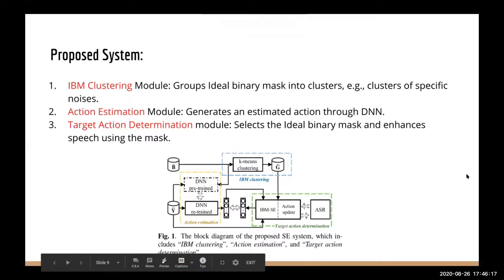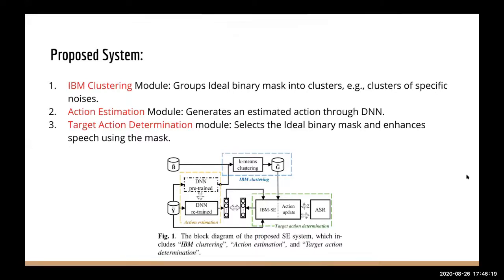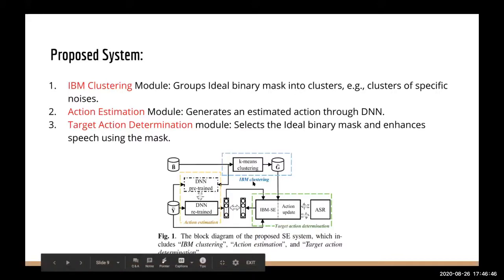Okay, great. Yes, so the proposed system in the paper, there are 3 modules. IBM clustering module groups IBMs, as Prana mentioned before, ideal binary mask from training data into clusters. Action estimation module generates an estimated action through DNN. And lastly, target action determination module selects IBM and feeds into ASR, which generates an action update. So this is a graph from the paper. It is clearly illustrated.